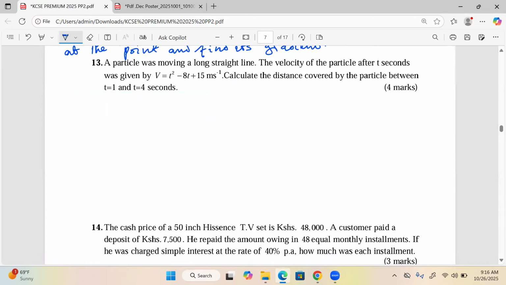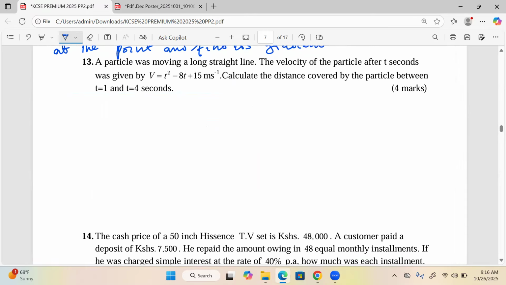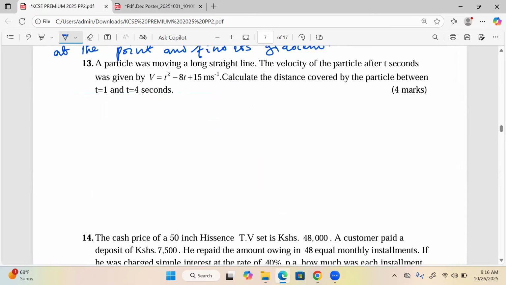All right, number 13, ladies and gentlemen. A particle was moving along a straight line. The velocity of the particle after t seconds was given by v equals t squared minus 8t plus 15 meters per second. Calculate the distance covered by the particle between t equals 1 and t equals 4 seconds.